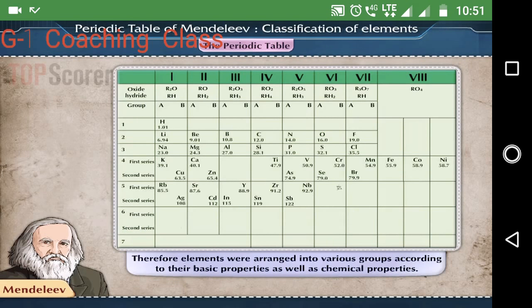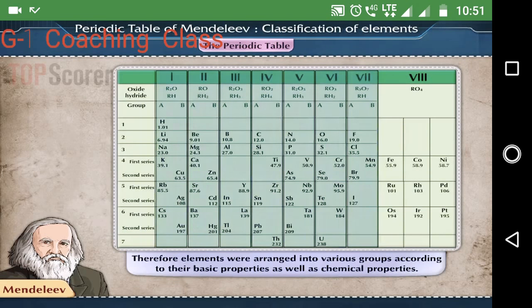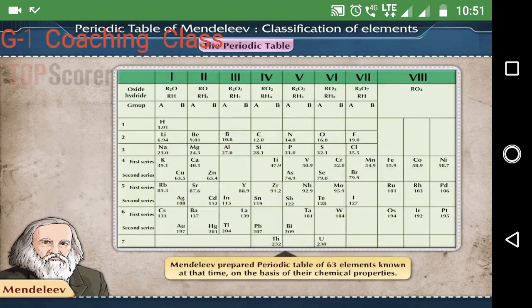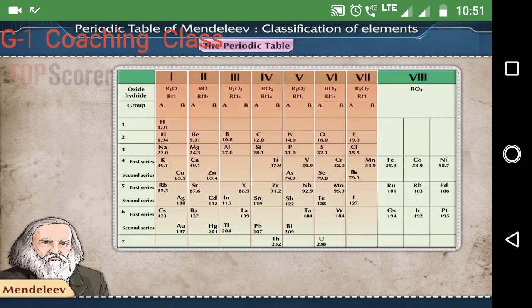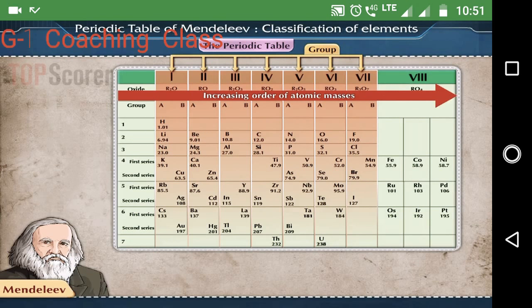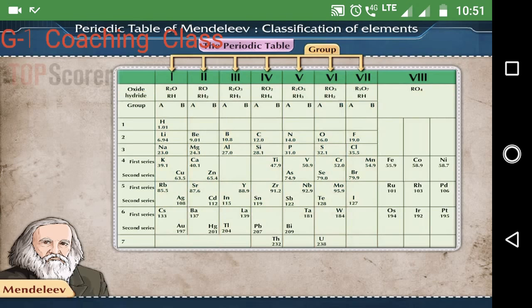Therefore, elements were arranged into various groups according to their basic properties as well as chemical properties. Mendeleev prepared a periodic table of the 63 elements known at that time on the basis of their chemical properties. He arranged elements in 7 groups on the basis of their increasing order of atomic masses. In this arrangement, elements in the same group have similar chemical properties.